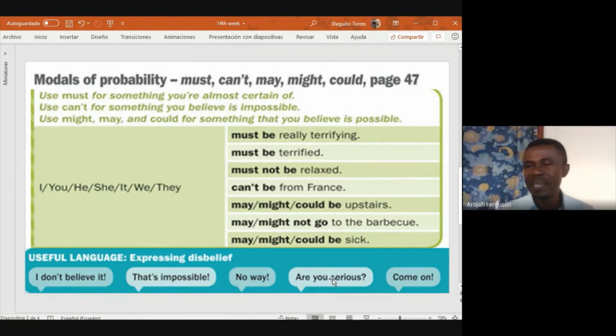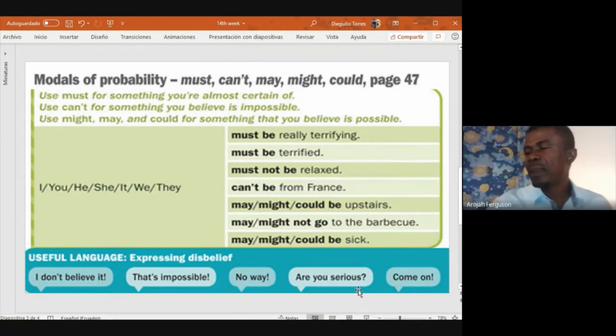The useful language, "Are you serious?" is used for something that you are so sure of. Normally we say "Are you serious?" with surprise. Or on the other side, if you are doing something that has negative results, I can also ask you whether you are serious about what you are doing.